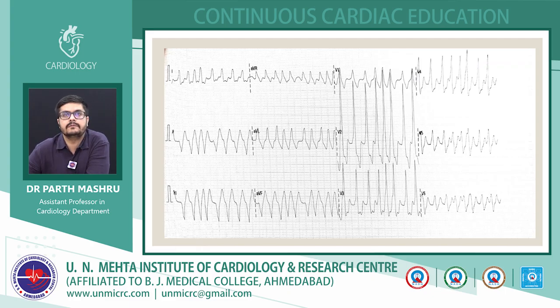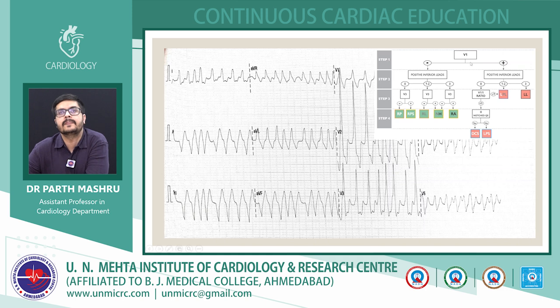Now we will see by the algorithm also. If you apply the Pembrun algorithm again, first step: lead V1 positive? Yes, it is positive. Positivity of inferior leads, any positive inferior leads? No. So the number of positive leads is 0.